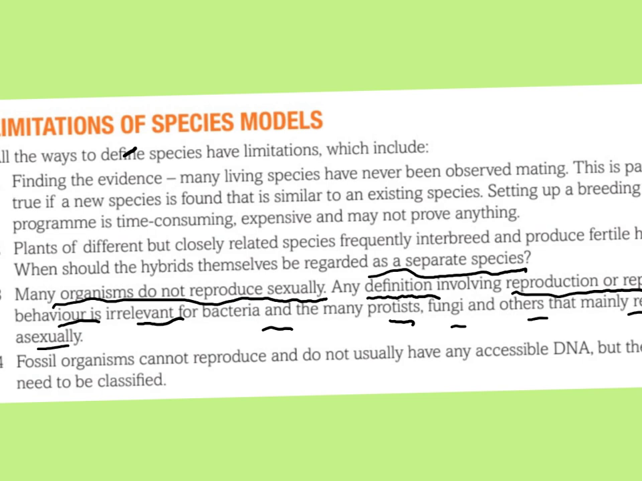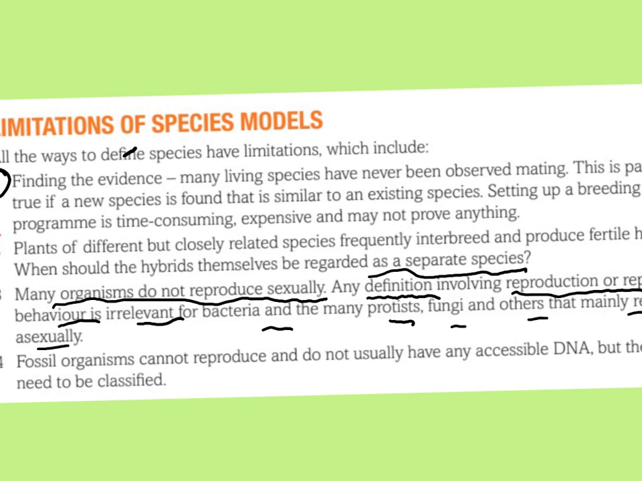Thank you. So the main idea here: these are some limitations for all the definitions of species. Number one, finding the evidence. Many living species have never been observed mating, because for the definition based on mating behavior, we did not see all living organisms mating. This is true if a new species is found that is similar to an existing species. Setting up a breeding program is time consuming and expensive and may not prove anything. If we arrange a time for breeding between different organisms to monitor this breeding behavior, this is very difficult to apply.